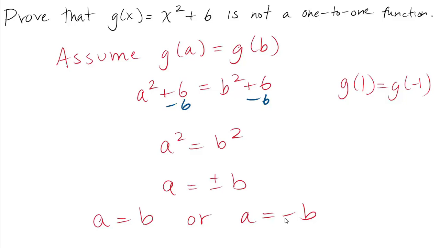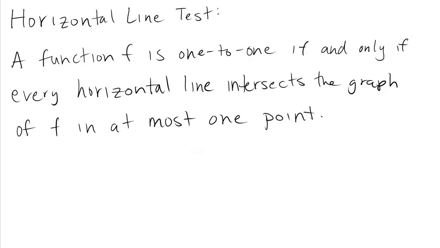So it won't always simplify down to a equals b. It will only do that if the functions are one-to-one. Now there's another visual approach to showing that a function is one-to-one, and that's to apply what's called the horizontal line test. We say that a function f is one-to-one if and only if every horizontal line intersects the graph of f in at most one point.